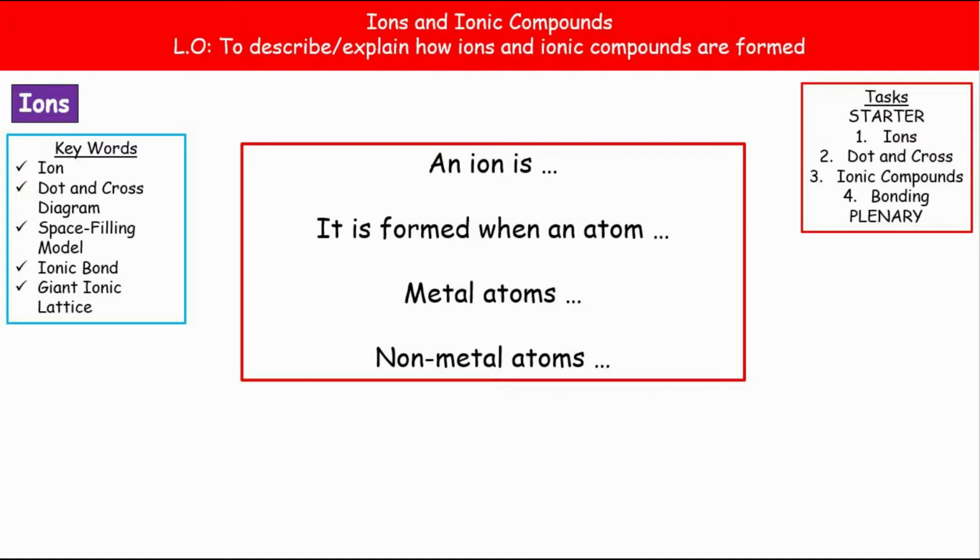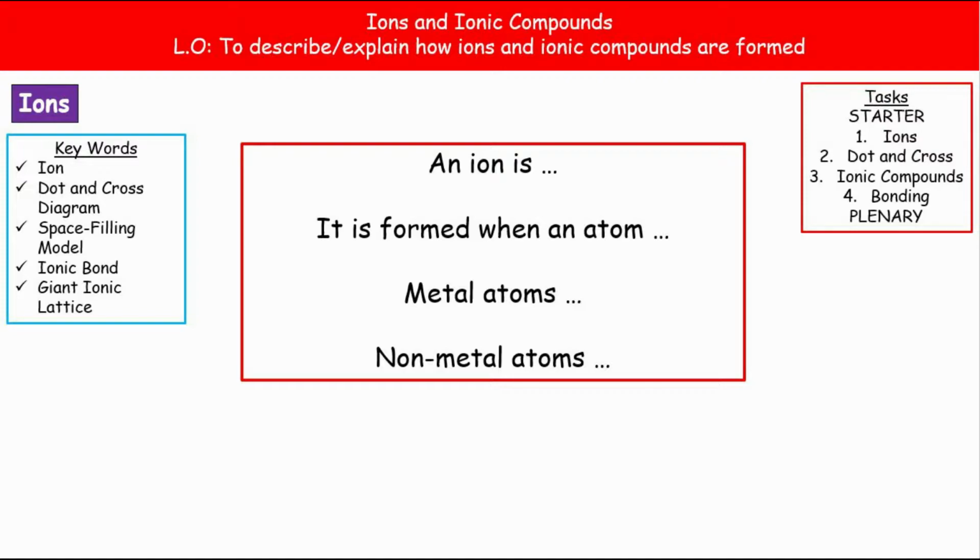Now, the reason that we have an ion is because that atom, with its no overall charge, has either gained or lost electrons. And in gaining or losing electrons, it then confers that either positive or negative charge.